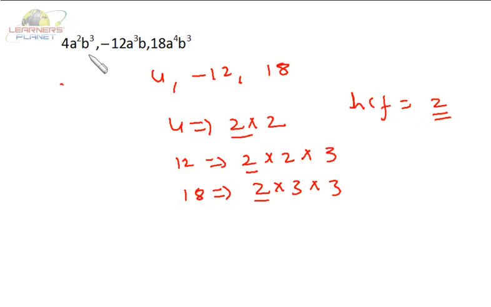So HCF of these 3 numbers is 2. Now what is the HCF of algebraic terms? A is having the lowest power as 2, so I just write it over here. It's 2 and then a square. And b is having the lowest power as 1, so it's b. So 2a square b is the HCF of these 3 terms. Okay, I hope you are getting my point.